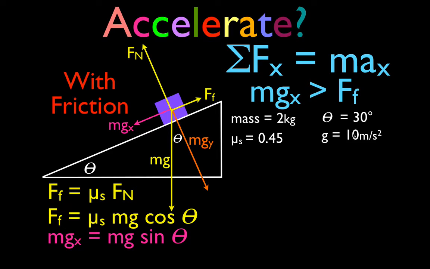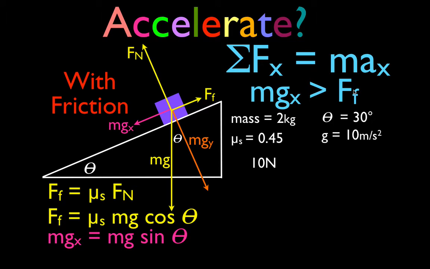Let's calculate and see if the x component in this case is greater than the maximum friction force. Okay, if we want to calculate the x component, it's mg sine theta. m is 2, g is 10, sine of theta is 1/2. So 2 times 10 is 20 times 1/2, and that means that the x component of the gravitational force, the force acting down the inclined plane, is 10 newtons.